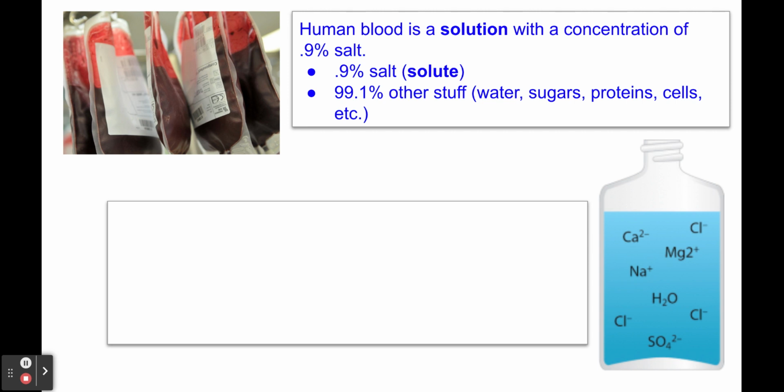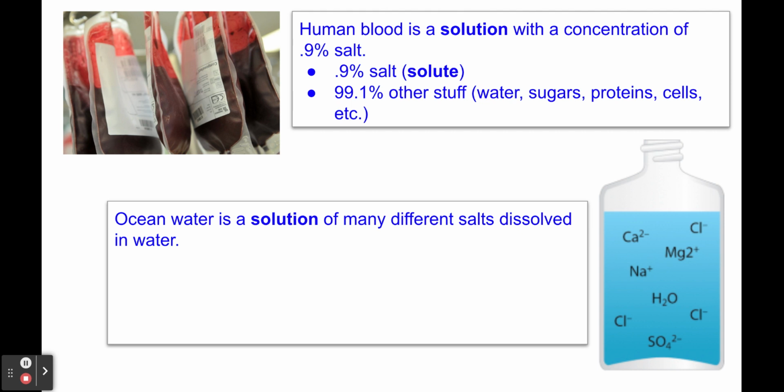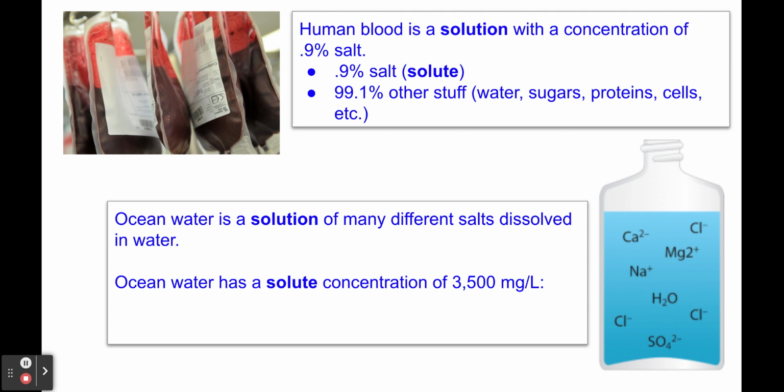99.1% is other stuff. Most of the other stuff is water, but there's also sugars, proteins, cells, and other stuff in your blood. Here's a slightly simpler solution: salt water. Ocean water is a solution of many different salts dissolved in water. Ocean water has a solute concentration of 3,500 milligrams per liter. That means that in 1 liter of water, there is 3,500 milligrams of dissolved salts.